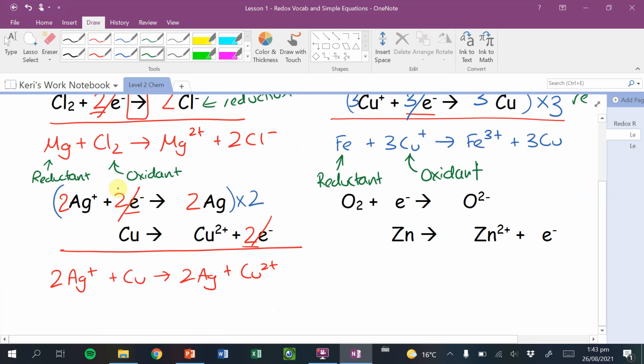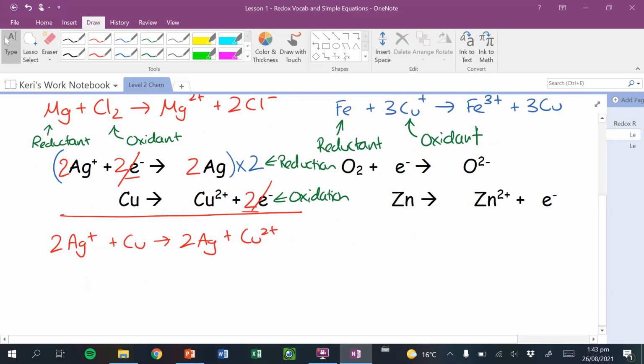All right, last one here. I see my electrons on my reactant side, and the silver ion has gained them, so that's my reduction reaction. In this case, copper has the electrons on the product side, so it's lost those 2 electrons, so that's my oxidation reaction. But remember that vocabulary switches when I'm talking about it. So even though this is a reduction reaction, the silver ion is my oxidant. And then my copper is my reductant.